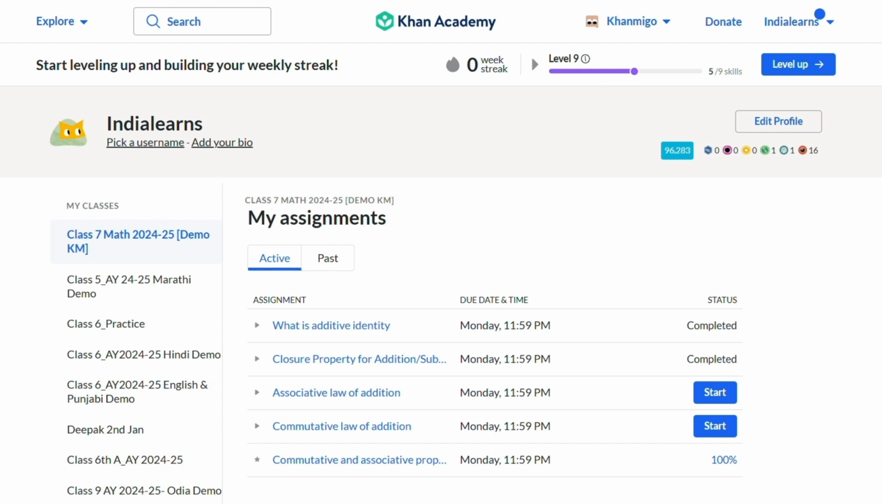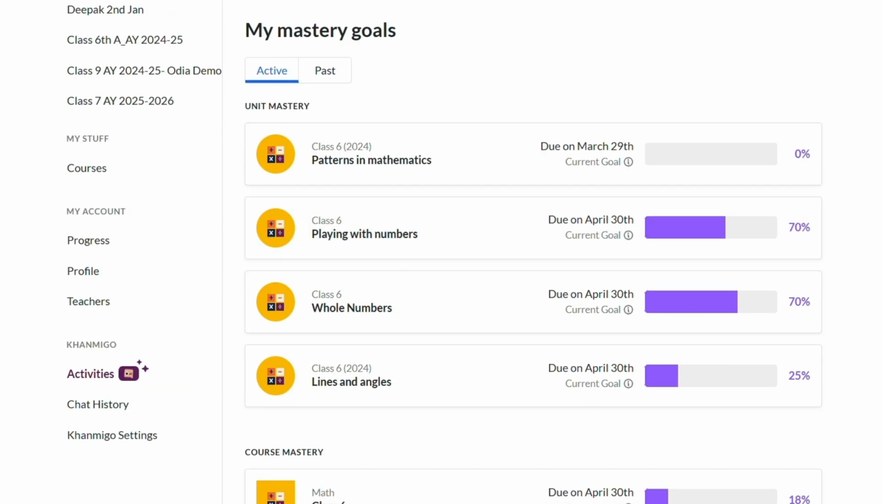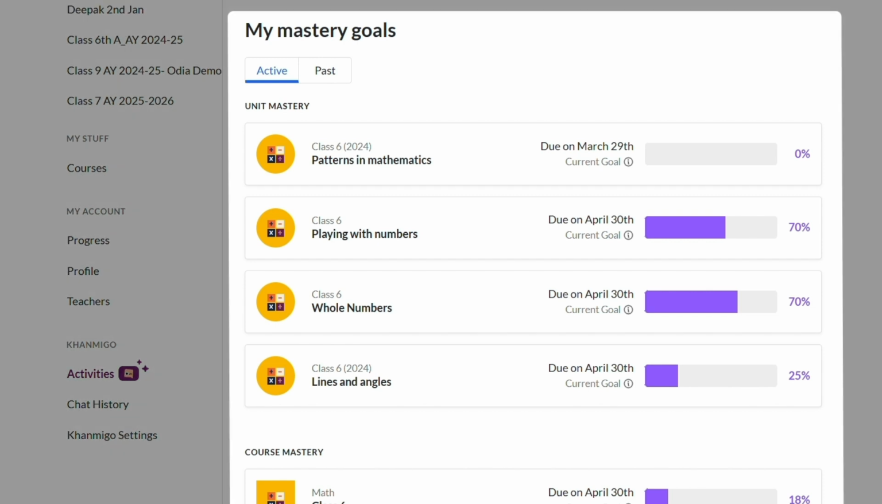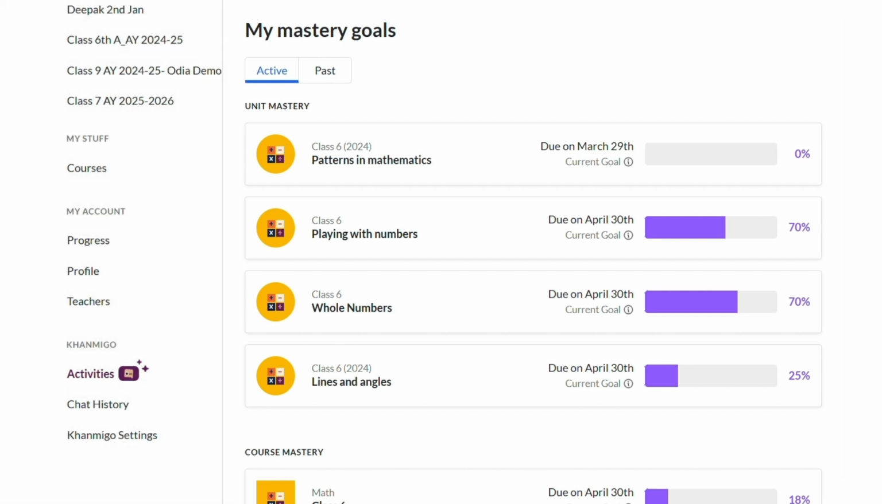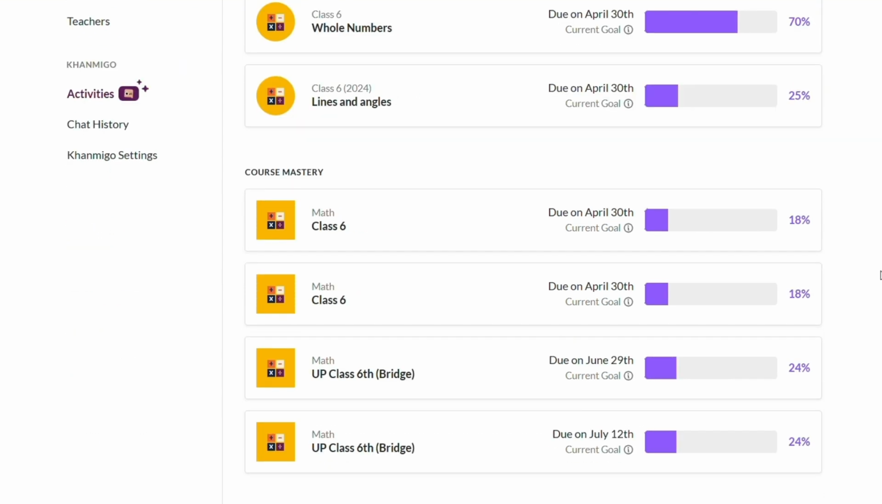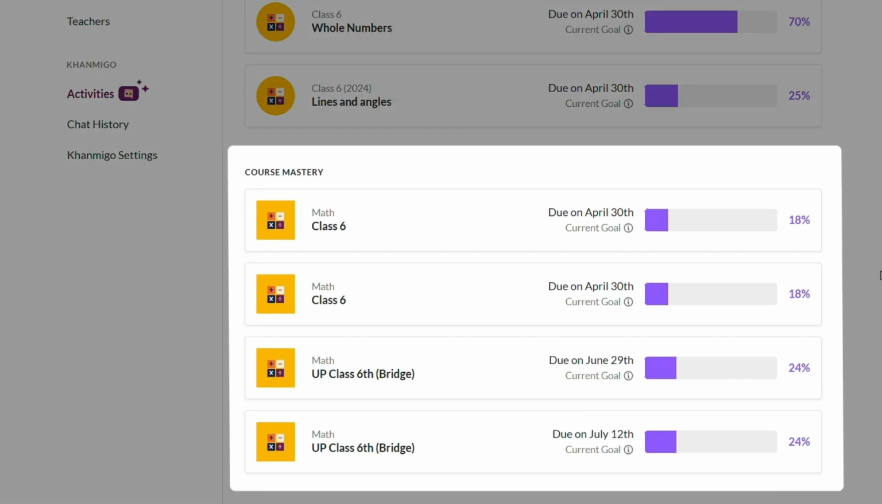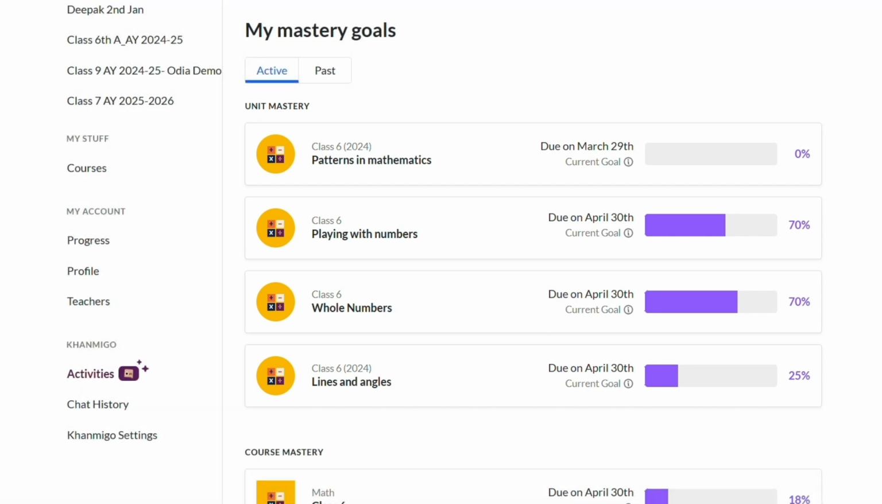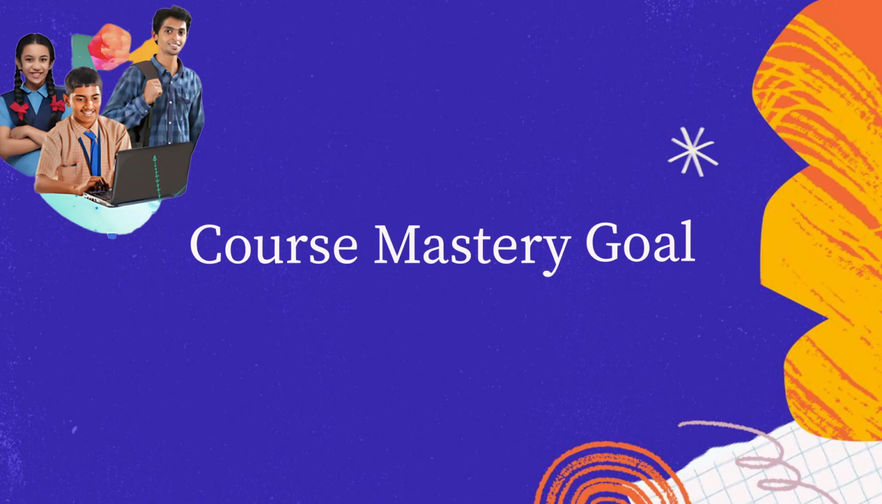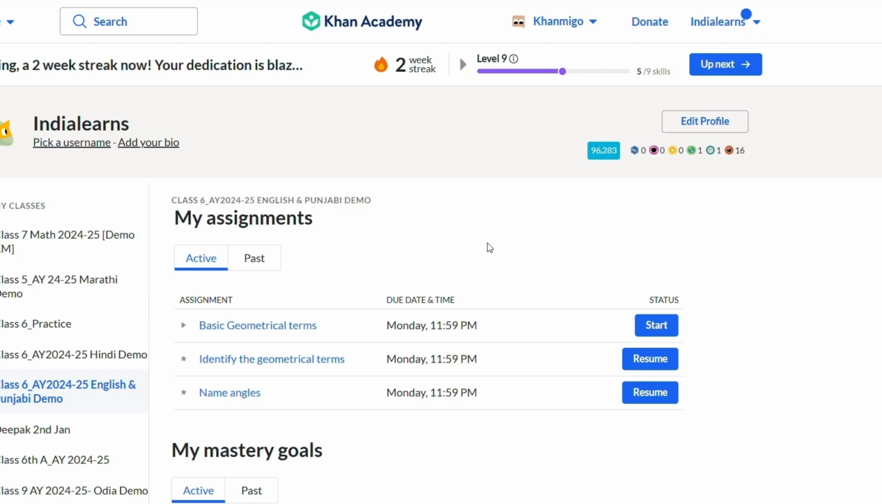You can find mastery goals by selecting a class and scrolling down to the My Mastery Goals section. This is where you will find the mastery goals which your teacher has set for you. Mastery goals are of two types: course mastery and unit mastery goals. Let's understand them better. First up is course mastery goal.